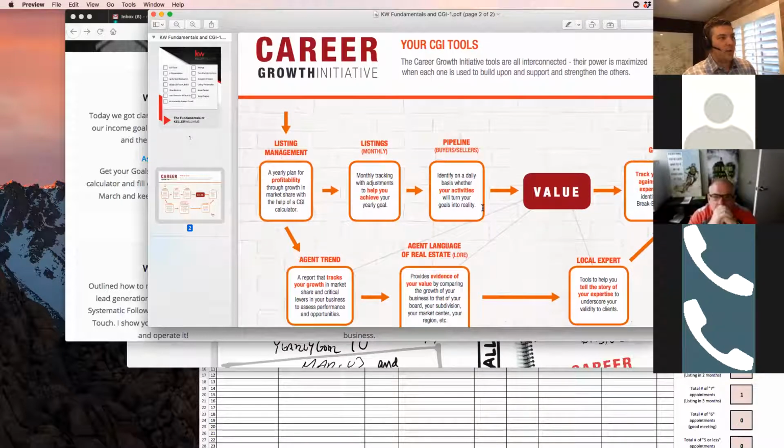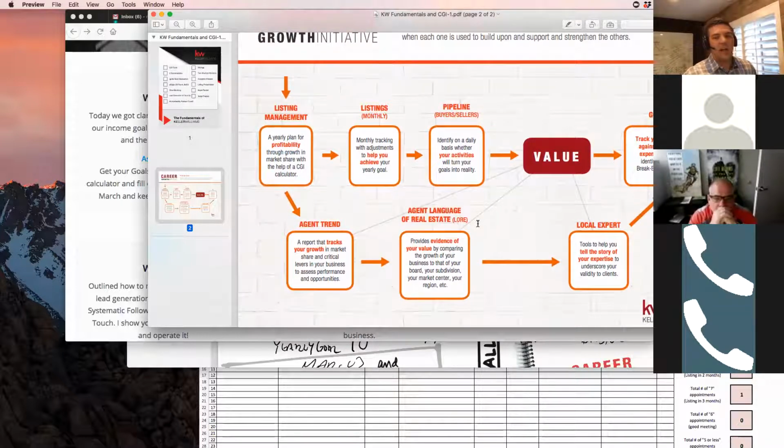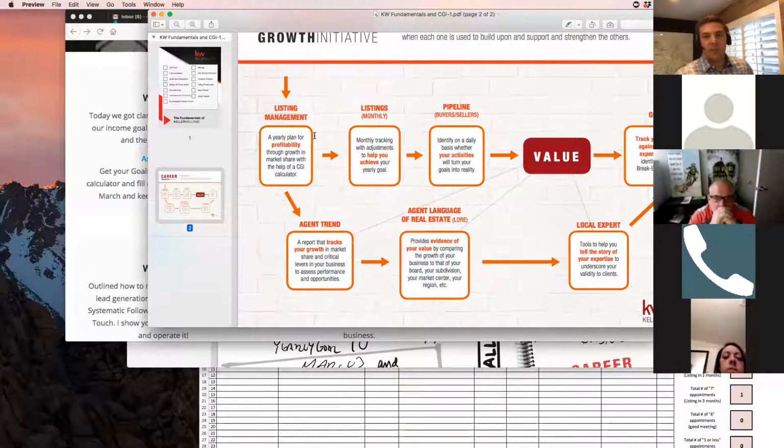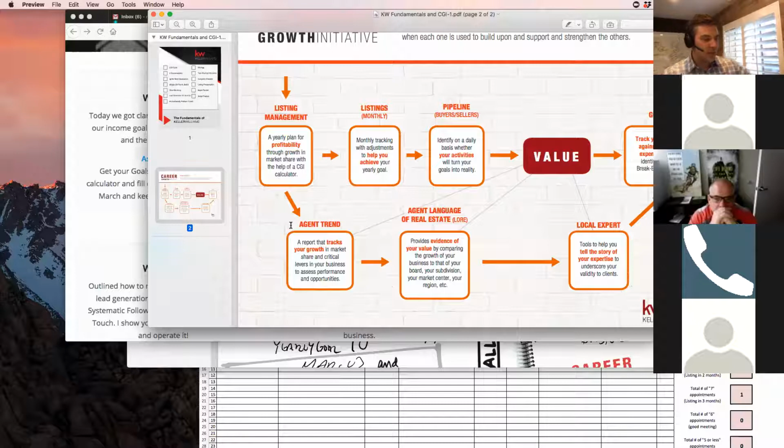When we talk about the Career Growth Initiative, these are the tools that help drive this and move it forward. We've already talked about the listing management, which was the week 1, putting our CGI goals together. We've already talked about the pipeline tool and how to use it. Today, we're going to talk about the agent trend report. Now, this one continually surprises me that agents don't know what their multi-year trend report is or where to find it, and even if they do know what it is, they're not utilizing it.